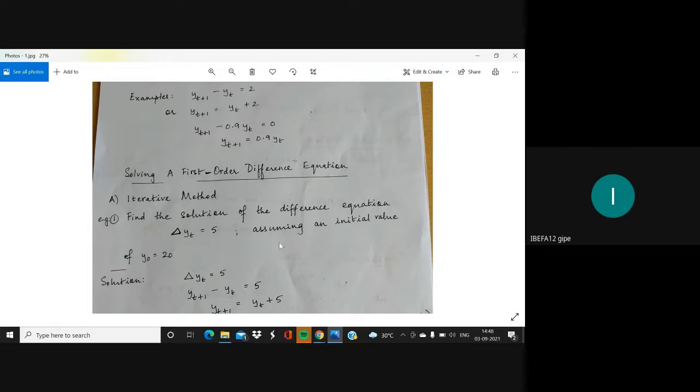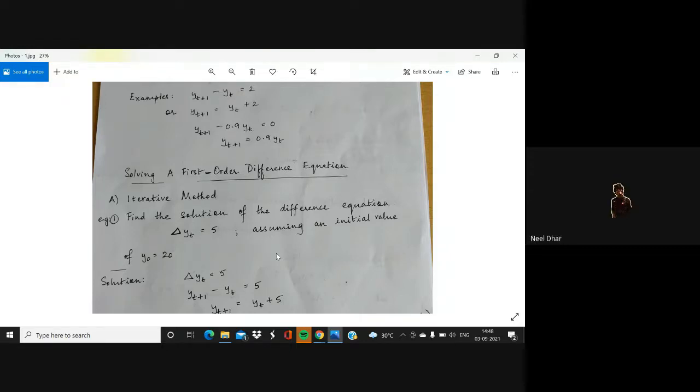This example says find the solution of the difference equation delta yt is equal to 5, assuming an initial value of y naught is equal to 20. So generally to help us solve the difference equation, we assume that the series began at time 0.